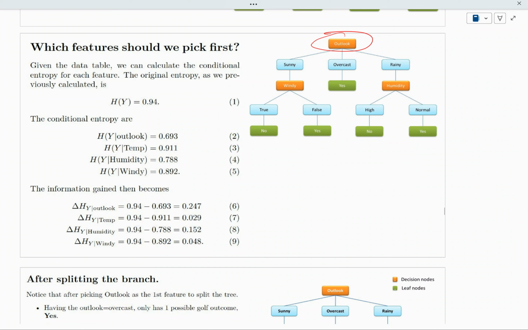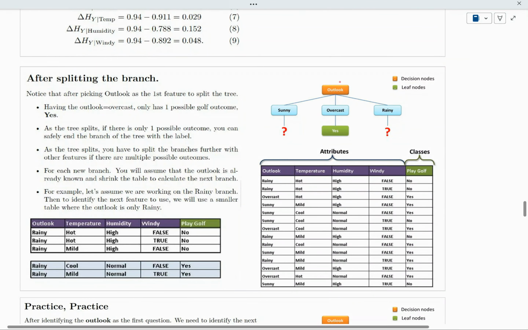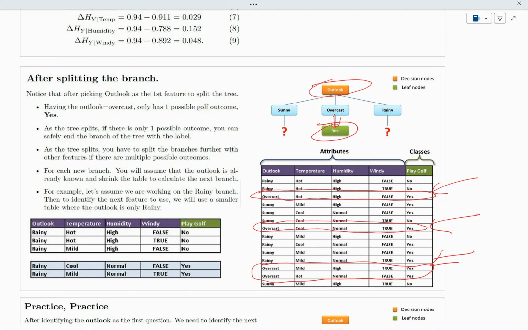And then after you split the branch, let's say we split into three ways because we picked outlook. Notice if you pick outlook, if it's overcast, overcast, overcast, notice how overcast always gives you the same result. If overcast always gives you the same result, then the branch leading off overcast will simply be that result. That's it. It's really simple. If that decision gives you a deterministic solution, then that's your solution.